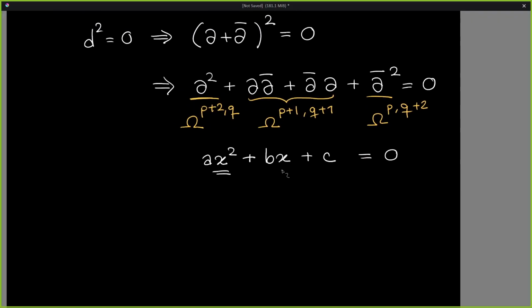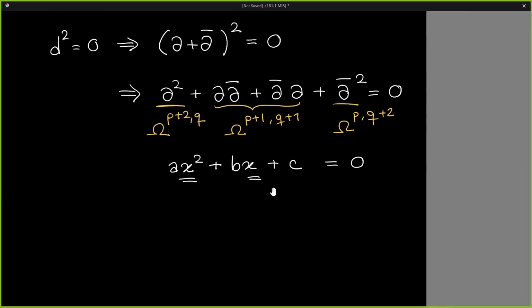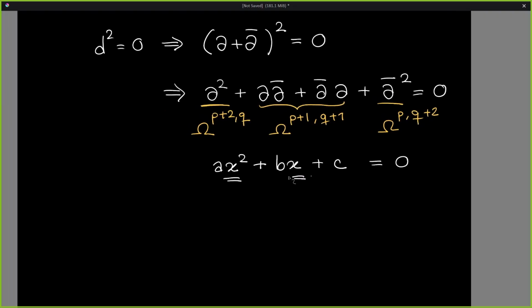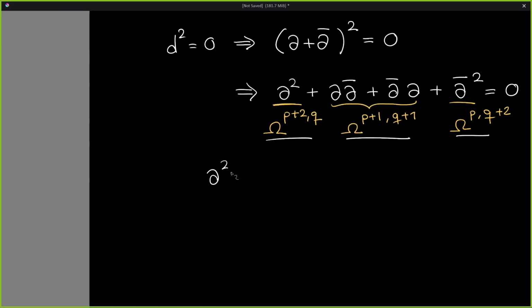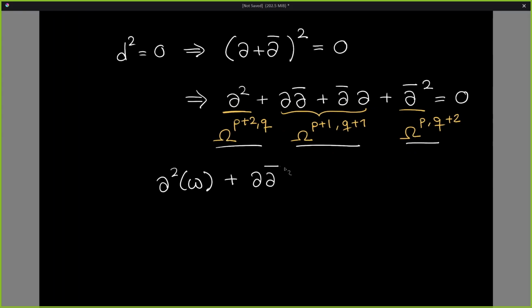These are all linearly independent, right? So for it to be 0 for every choice of x, a and b and c would all have to be separately 0, because these are linearly independent. And so there's a similar idea going on here. You can think of this as partial squared of omega plus partial partial bar plus partial bar partial plus partial bar squared.